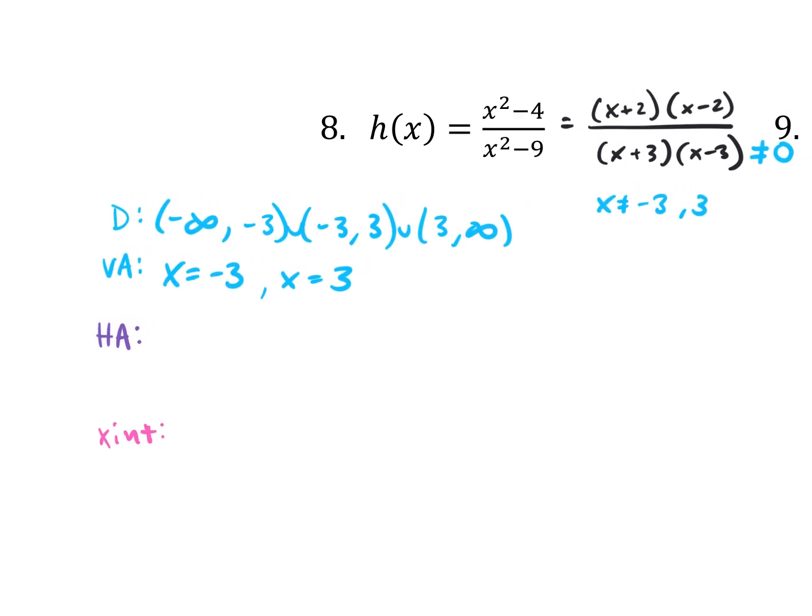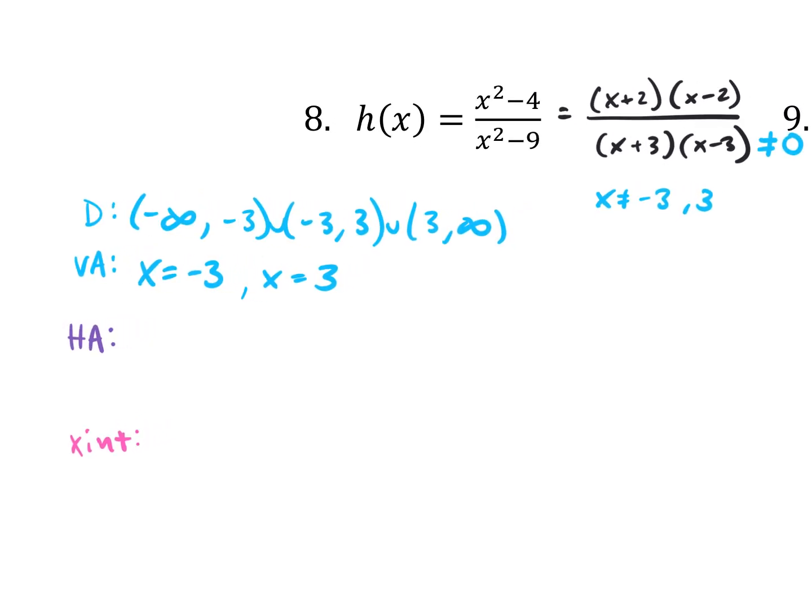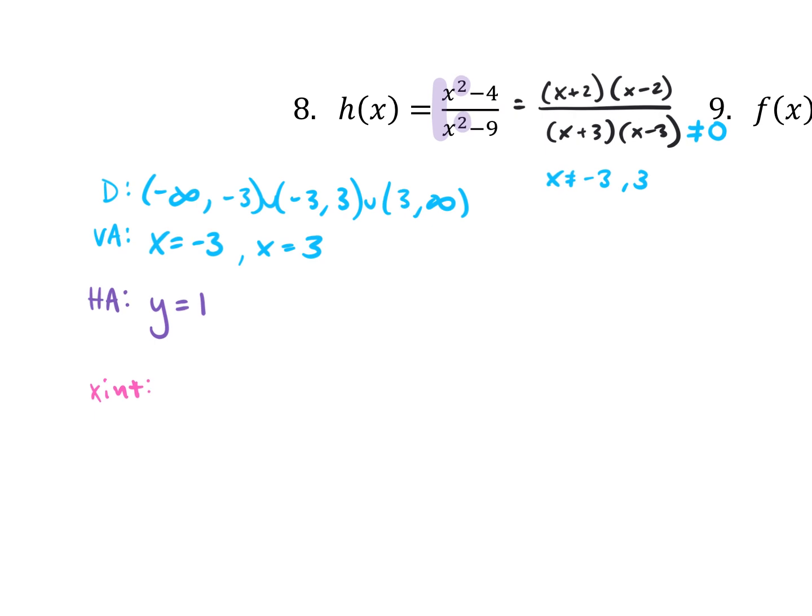How do we find our horizontal asymptote? We look at the degrees. So when our degrees in the numerator and the denominator are the same, then what do we look at? The leading coefficient. What would our leading coefficient be here? 1. It'd be 1 over 1, which is just 1. So y equals 1.